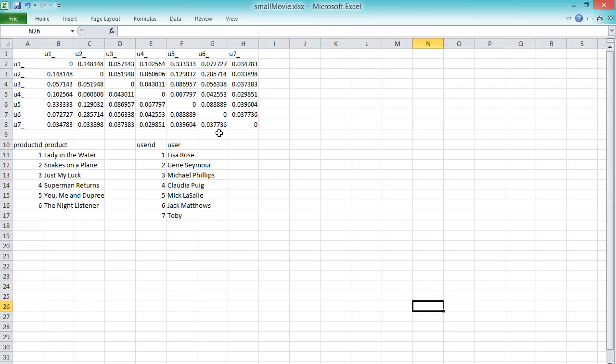So actually, before we go to the final table, there's something I'd like to point out. These are for Toby. Remember, Toby was user 7. For Toby, these are all the Euclidean similarities. So the user that by Euclidean distance is the most similar to Toby is the biggest number from here, 0.039. So it's the biggest similarity. And it's user 5, Mick Lazal.